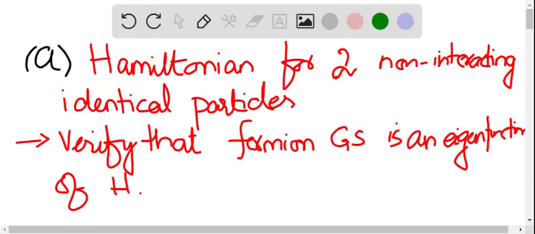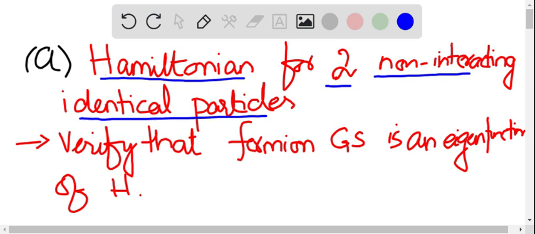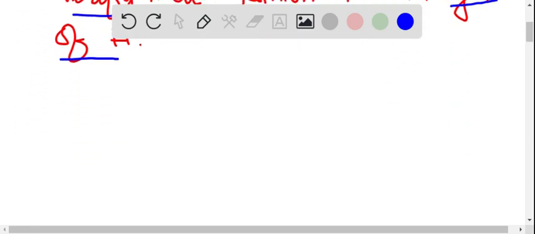So in this question, there are two parts that we are required to solve. The first part is that we need to find the Hamiltonian, or H, for two non-interacting identical particles in an infinite square well. The second part is that we need to verify that the fermion ground state is an eigenfunction of the Hamiltonian with the appropriate eigenvalues, in example 5.1. So let's start with its solution.